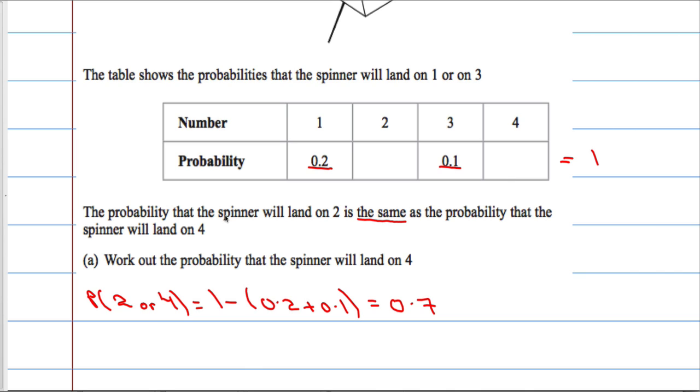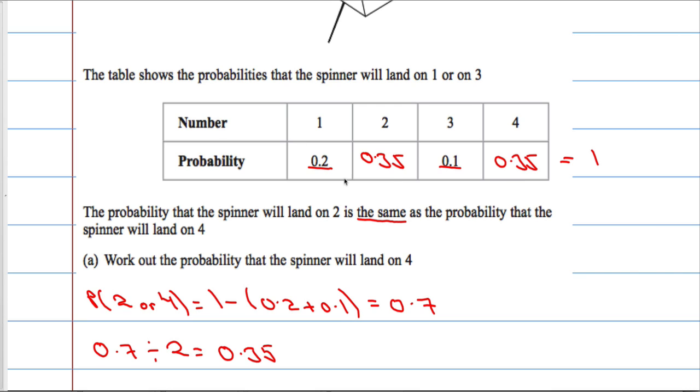But we also know that the probability the spinner will land on 2 is the same as the probability that the spinner will land on 4. So what we need to do is divide our 0.7 equally into two parts because the probability is the same for each, and that will be 0.35. Let's try and make that look like a 5. 3, 5. There we go. So let's just pop that into our table here.